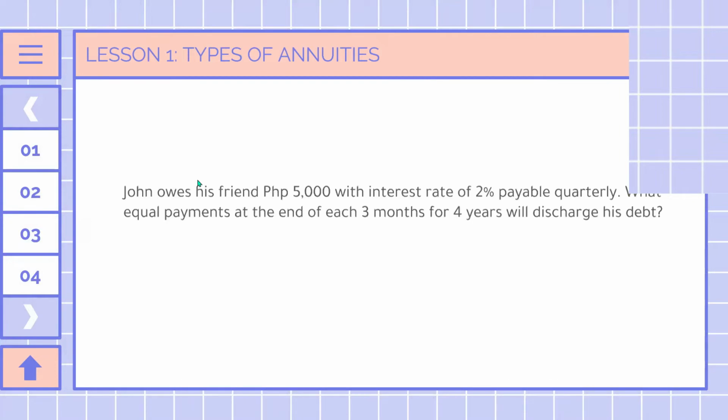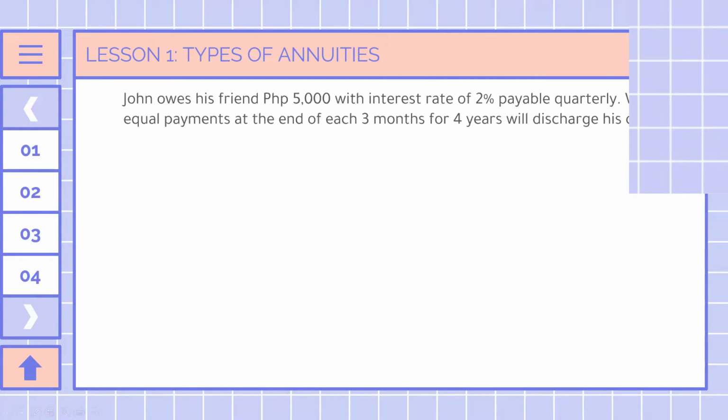Proceeding, let's have a sample problem. It is stated that John owes his friend 5,000 pesos with interest rate of 2% payable quarterly. What equal payments at the end of each 3 months for 4 years will discharge his debt? Now let's use the formula for the present value, which is P is equal to A multiplied to the quantity of 1 minus (1 plus R over M) raised to negative M multiplied to T, all over R over M.